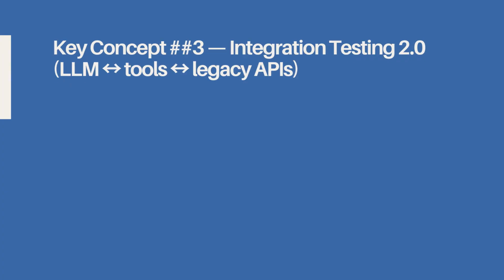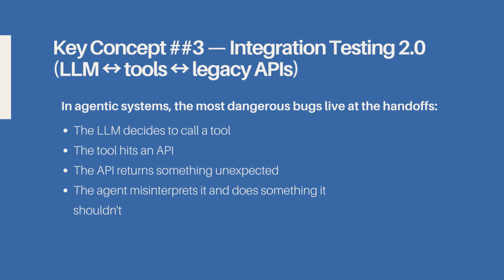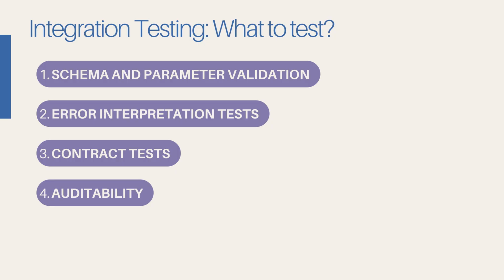Next up, integration testing. And I'm calling it 2.0 because the old version doesn't cover what we need anymore. In agentic systems, the most dangerous bugs live at the handoffs. The LLM decides to call a tool. The tool hits an API. The API returns something unexpected. The agent misinterprets it and does something it shouldn't. So, integration testing 2.0 is about testing the conversation between the agent and the system, not just the system in isolation. Here's what to test at this layer.